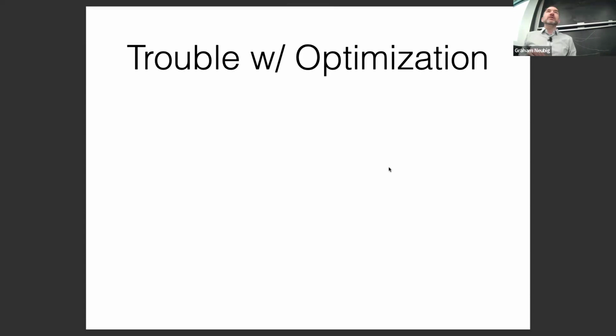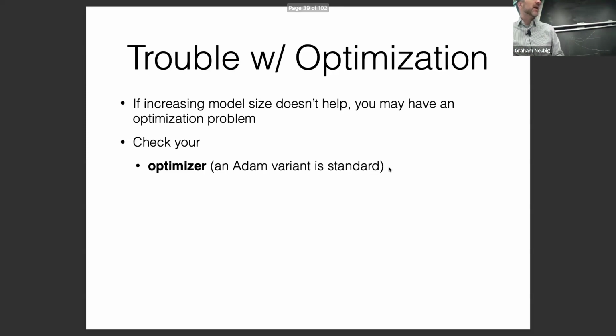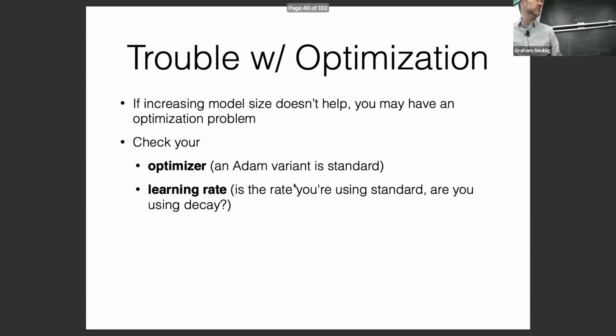Another piece of trouble that you can have is trouble with optimization. Basically, you should check your optimizer. Usually people are using Adam variants nowadays, like Adam or AdamW, so just use that. Learning rate: make sure that the learning rate you're using is standard for the model size that you're using. The best way to do this is to look at previous papers and see what they're using.